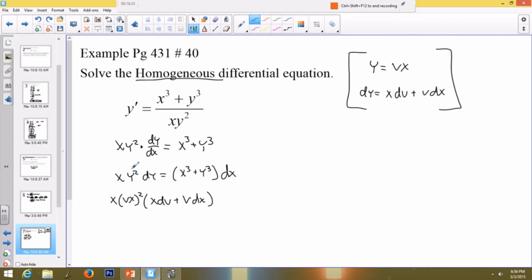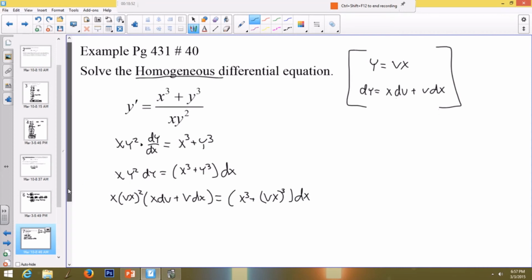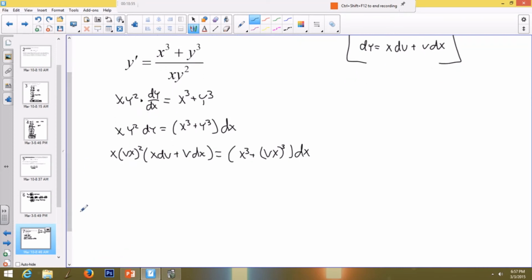And so I've substituted in for y here, and I've substituted in for dy here. Just use these values. Equals, and then it's going to be x to the third plus vx to the third, switching out our y with vx, dx. Now, why did I do that? Well, this is going to allow me to separate these variables.